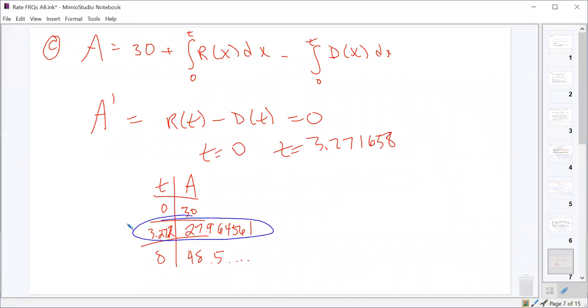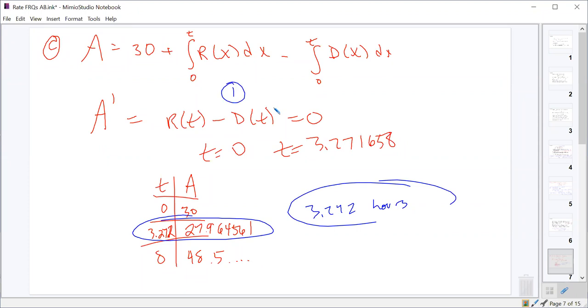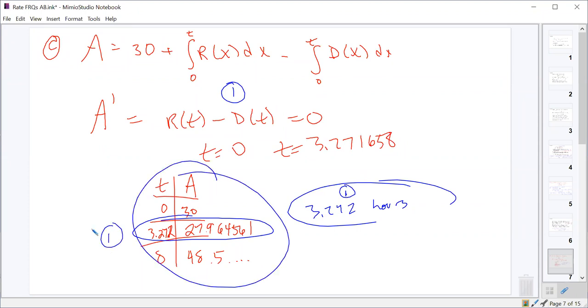And you'd see that the minimum occurred at 3.272 minutes. Were they minutes? Were they hours? I don't know what they were. Hours. So 3.272 hours is when the minimum occurs. And this is a good enough explanation for that, just having the chart there. And that was worth 3 points. So 1 for setting r minus d equal to 0, 1 for getting your answer, and 1 for the justification. Good or no?